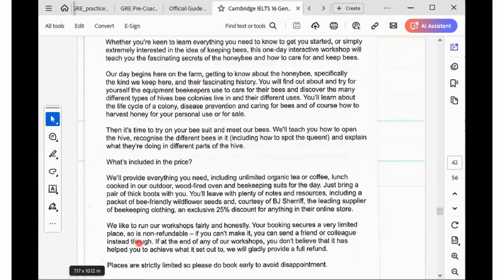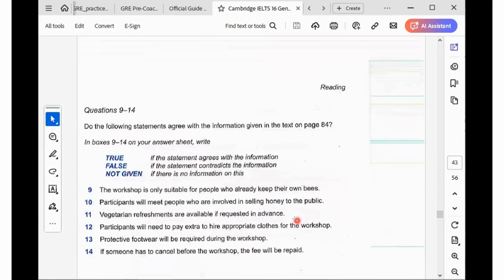They will not refund your money. You cannot cancel and expect them to refund your money. If you want to cancel, ask a friend to come. So they will not pay you back. If someone has to cancel, the fee will be repaid? No, it will not be repaid. Number 14 is false.